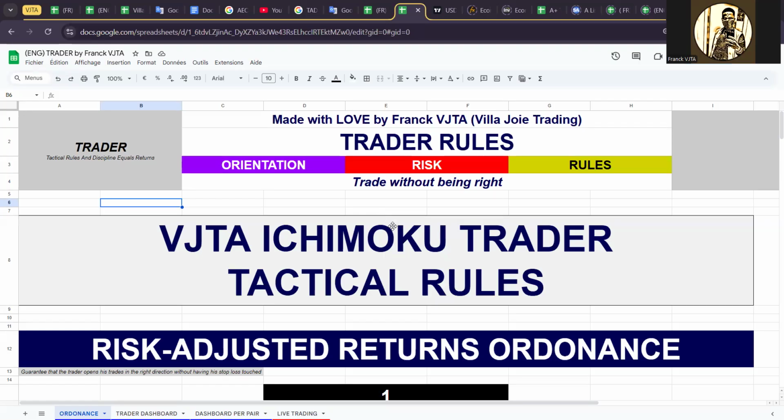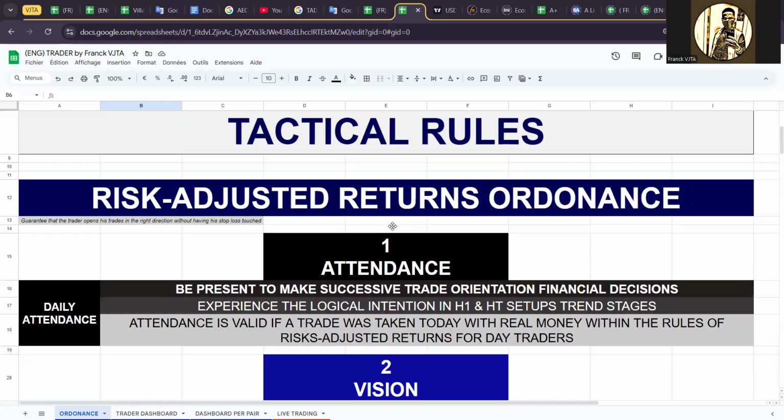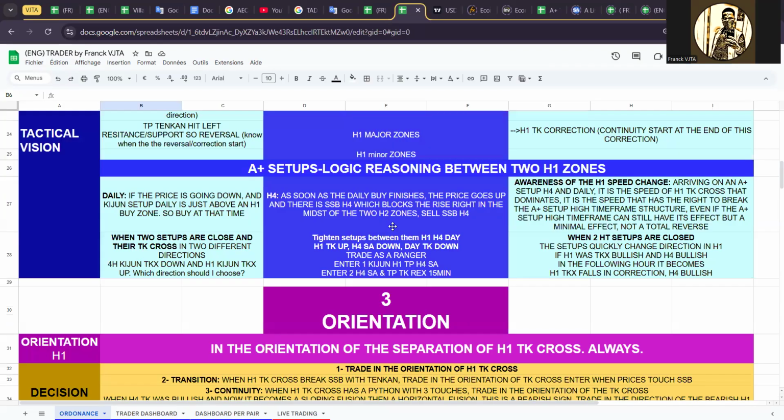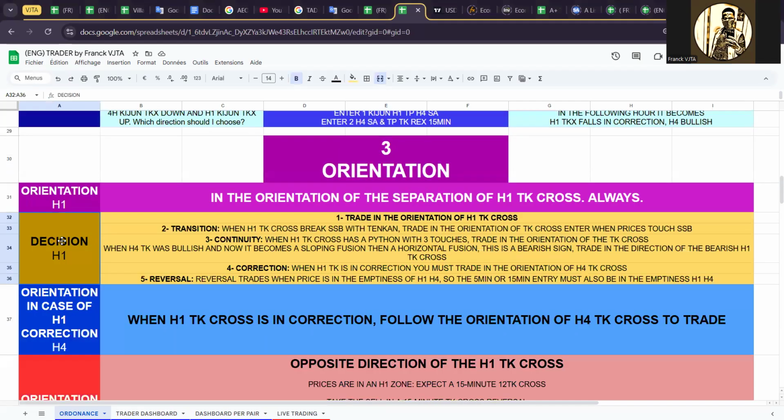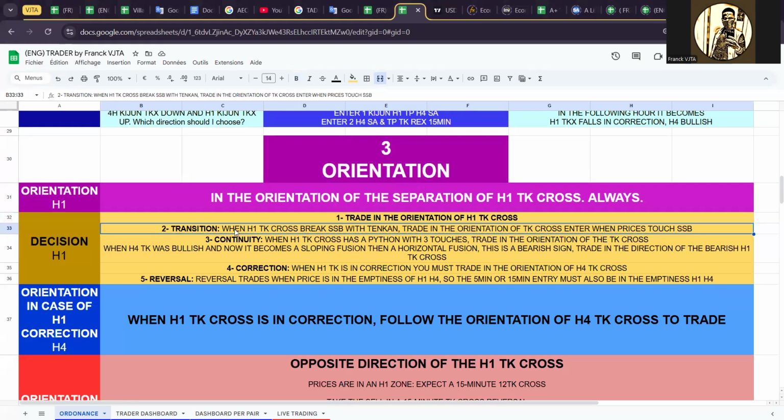No matter which decision you take, always take a decision to trade toward the orientation of the TK cross. When you take the decision for the trade, that is after the analysis, after the mini analysis. Always take a decision to trade toward the H1 TK cross. That's number one rule. When you take a decision, the decision number one must be respected.